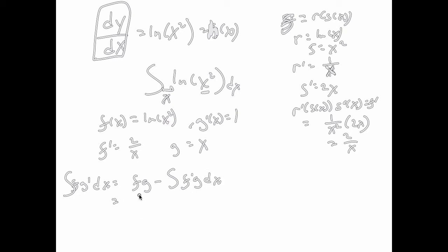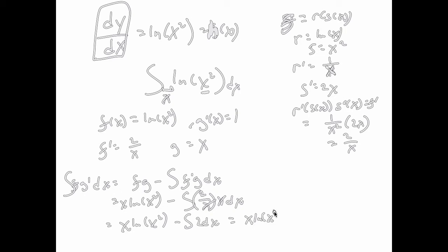Well, what's that going to equal? f was natural log of x squared, and g was x, so it's x natural log of x squared, minus the integral of 2 over x times x. And here's the trick, and here's why we did this: the x's cancel. So this is x natural log of x squared minus the integral of 2 dx, or just x natural log of x squared minus 2x plus c, and we're done.